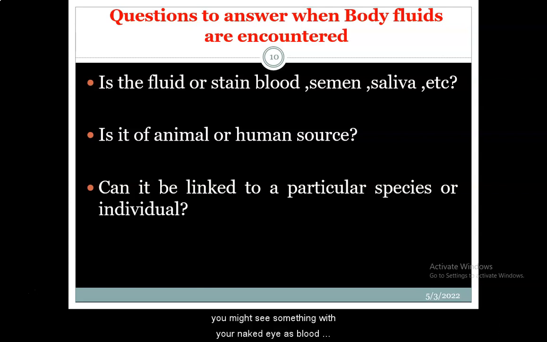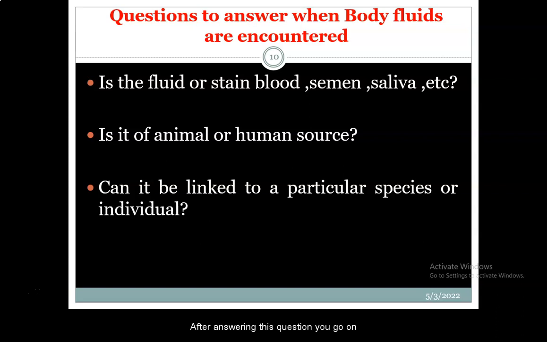You might see something with your naked eye as blood because they look like blood. But you have to ask yourself, is it really blood? Is the fluid semen? Is it saliva? And this can be answered by what we call presumptive or the initial test.